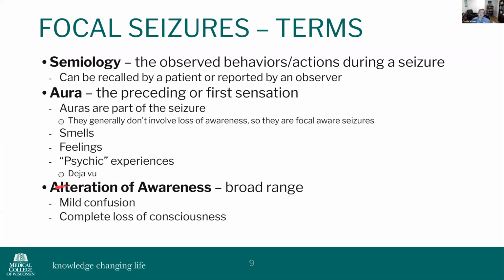We've already talked a little bit about alteration of awareness. And really that important thing to remember is that it's a broad range of things. It can range from that mild confusion and fogginess all the way to a complete loss of awareness or loss of consciousness.